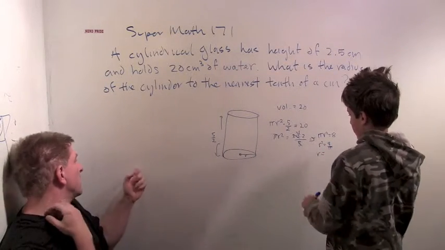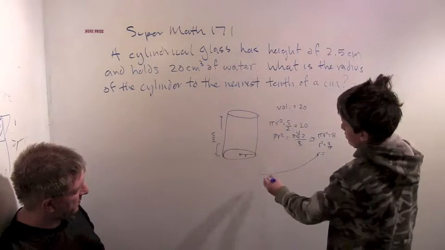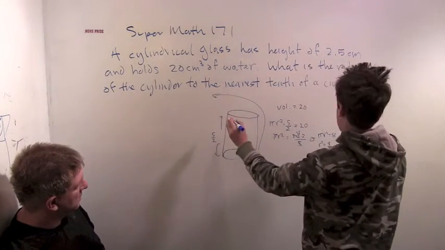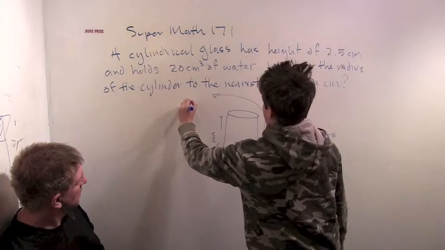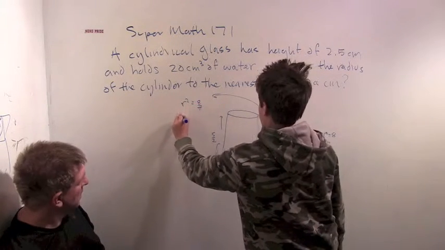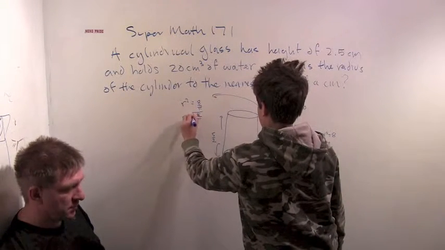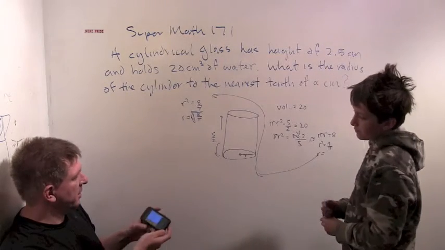Can you write more over here? Because I think you're standing in front of what you're writing. Yeah, that's the problem. So r squared is 8 over pi. So r is the square root of 8 over pi.